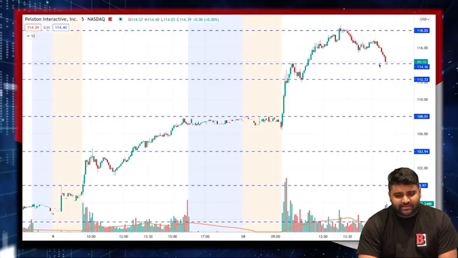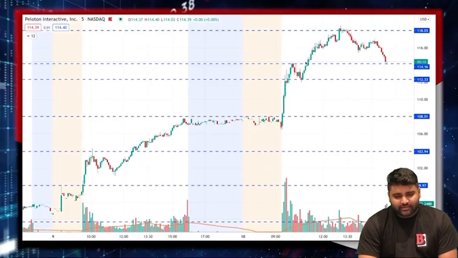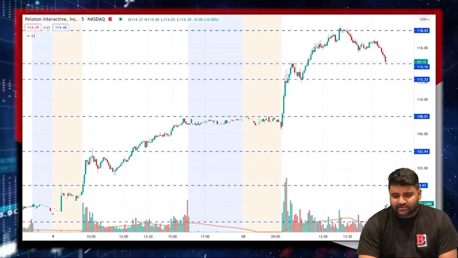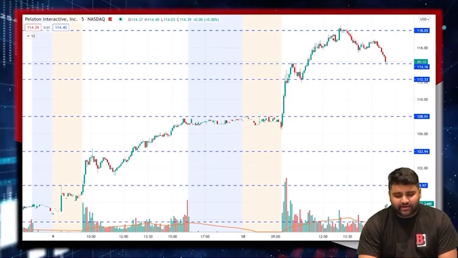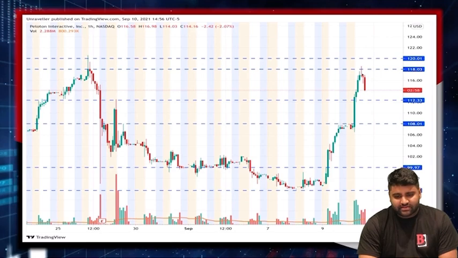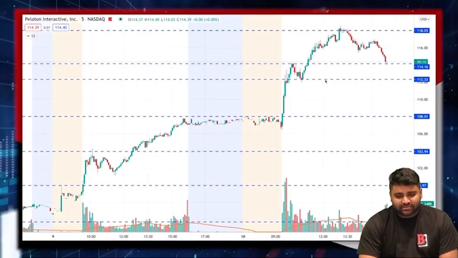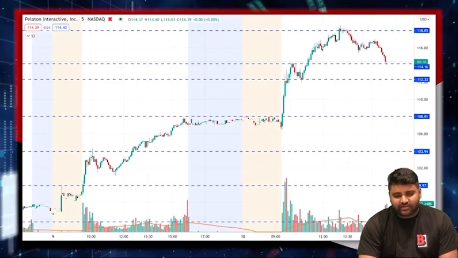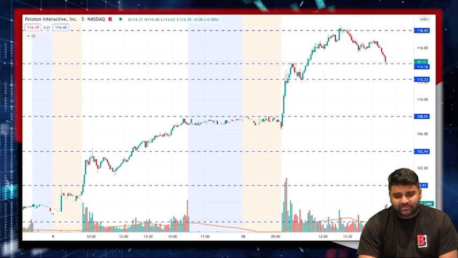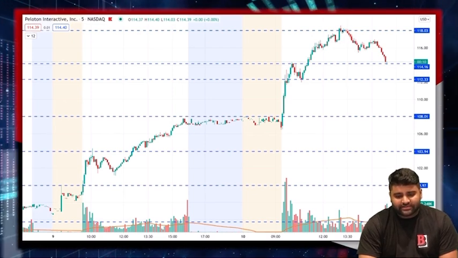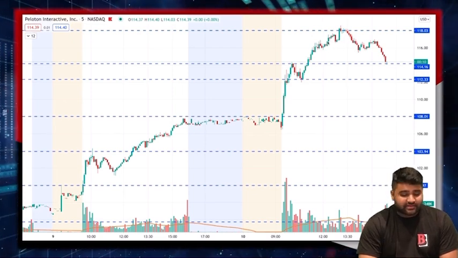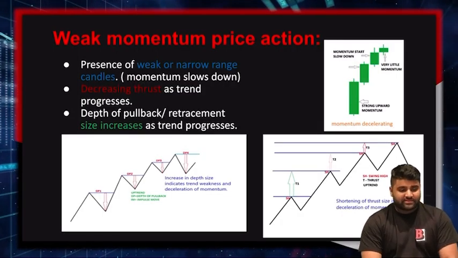If I go back to the previous example, what is happening here? As trend progresses, you see all these indecisive 5-minute candles. You don't see that here clearly, but as the trend progresses, you can clearly see the sign of weakness here, right? All these wicking, the range, there is clearly a lot of profit taking happening here. That's a clear sign of weakness, okay?